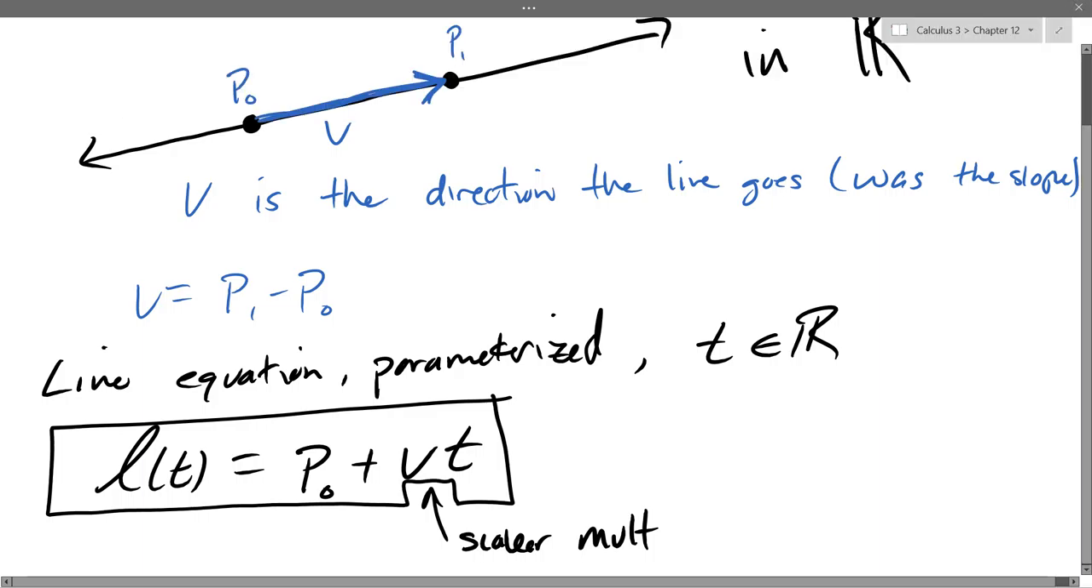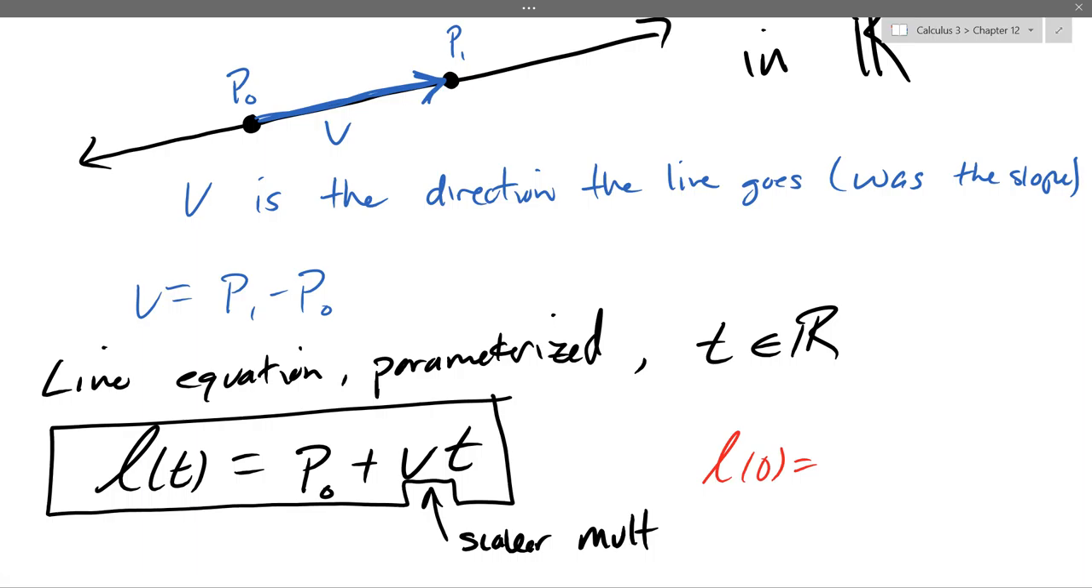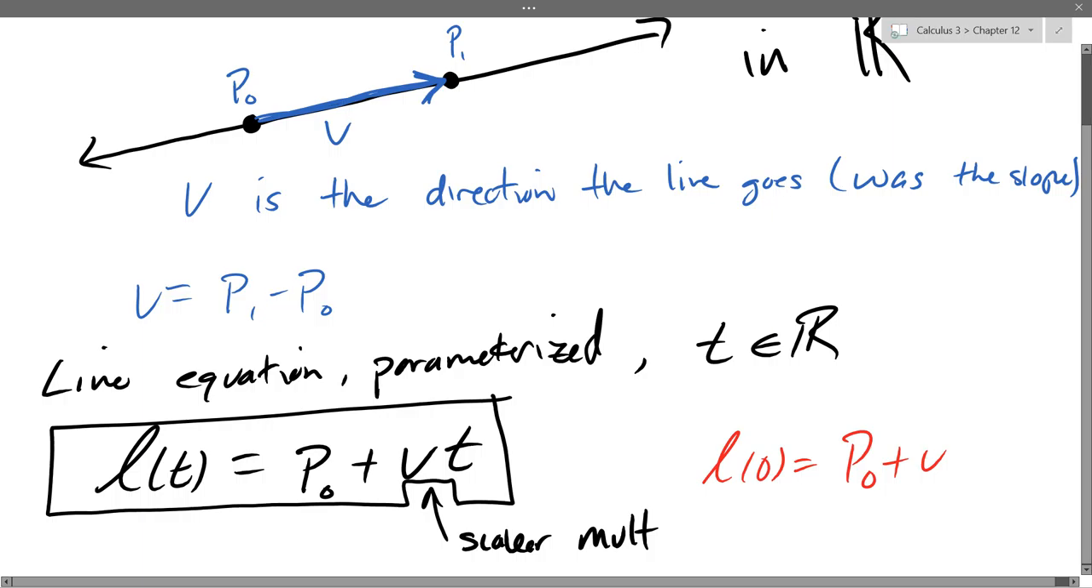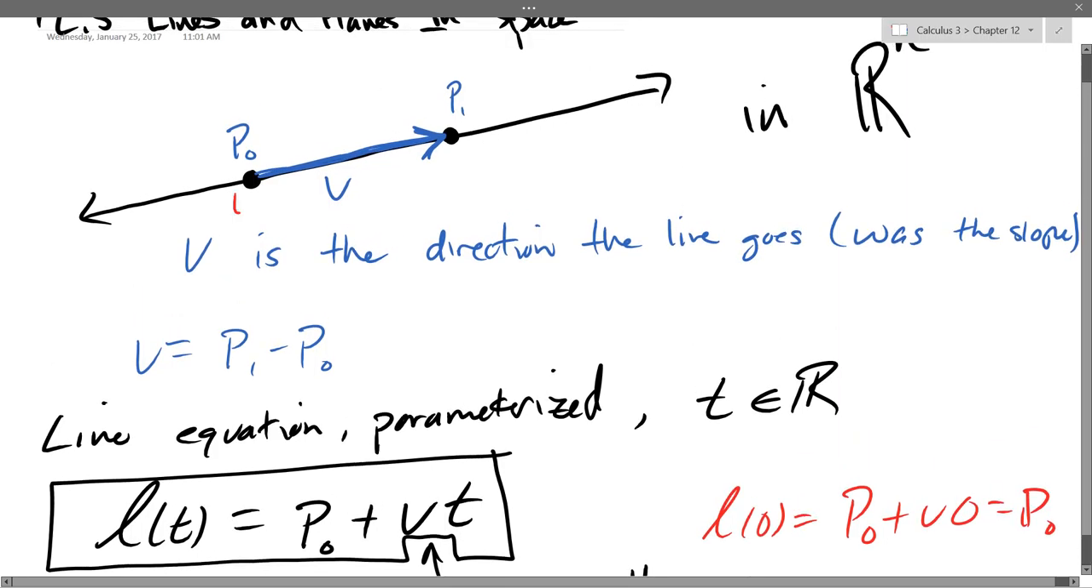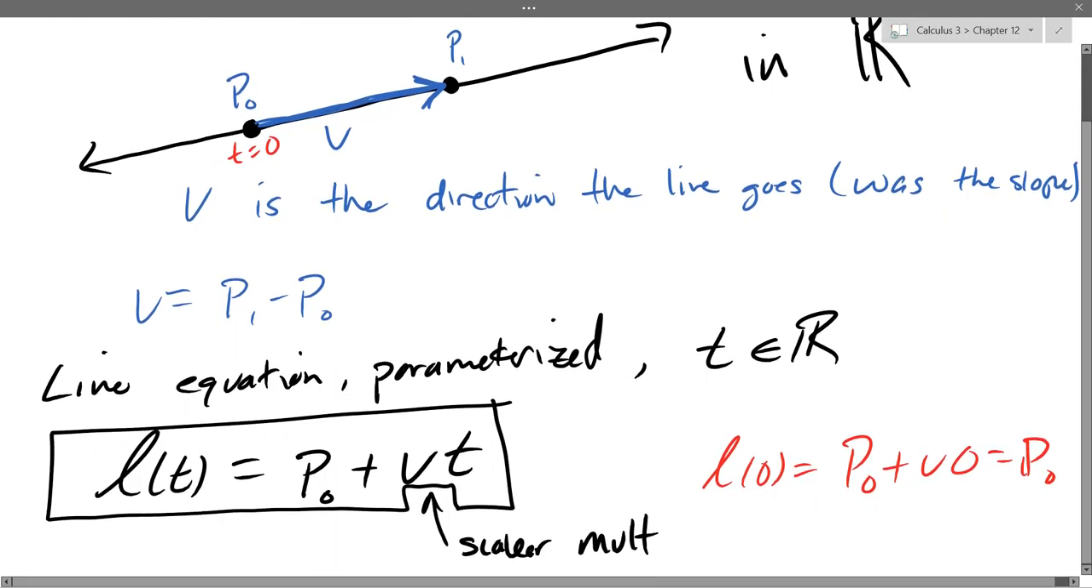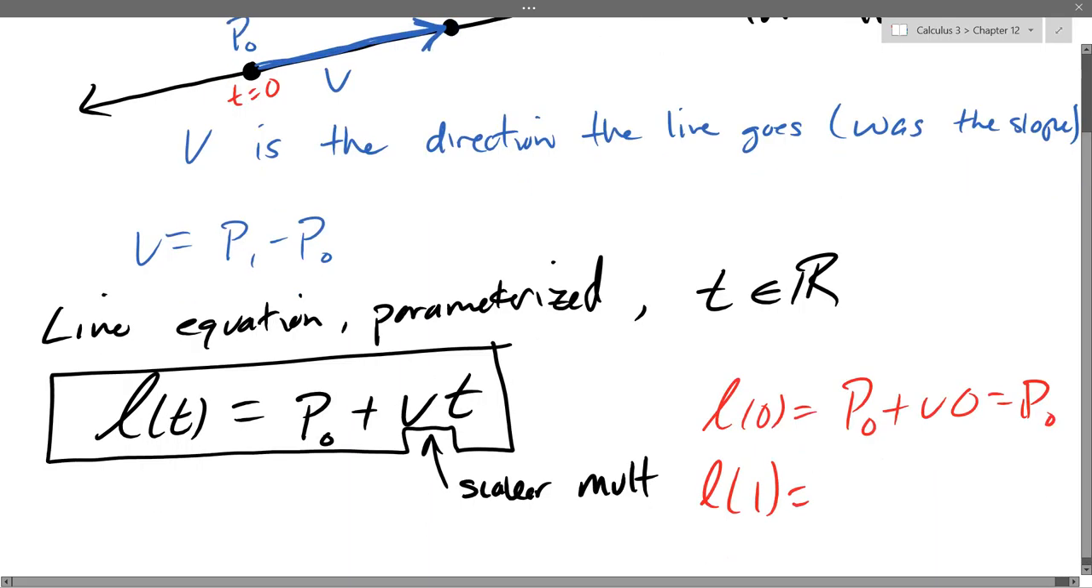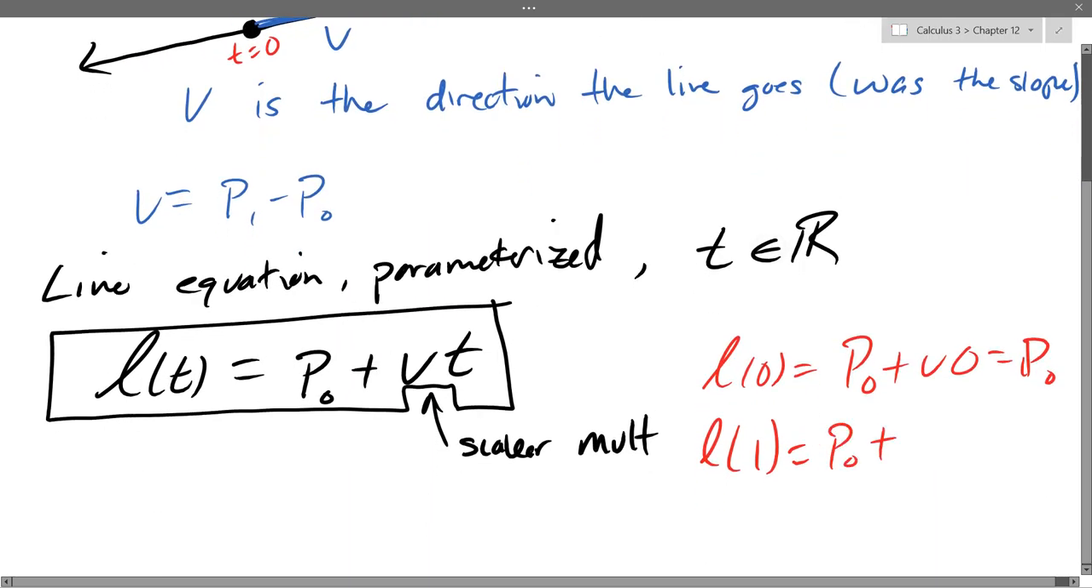And if we look back at that picture I drew, I'm going to label some t values. I'll use the red pen for t values. So first of all, what point would correspond to t equals 0? Oh, you said p0. Yep. So it'll be p0 plus v times 0. So v times 0 is a 0 vector. So it's like adding nothing. So we just get p0. So there's our t equals 0 right there.